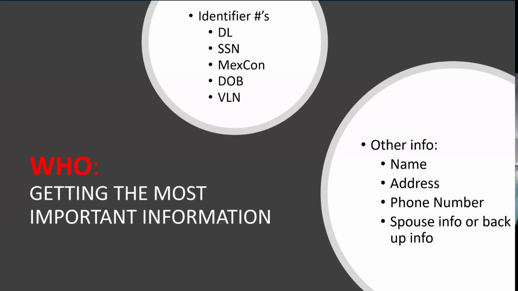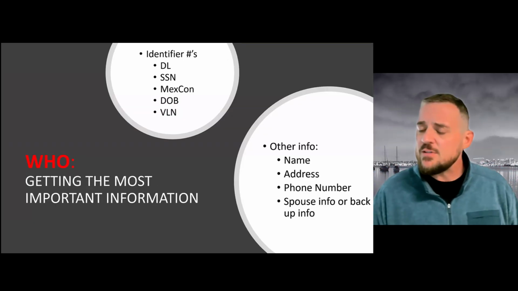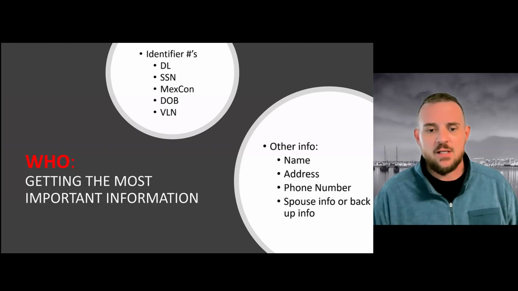Driver's license, really, really helpful, and at least a date of birth. And then the other thing you're going to want is any information you can get for them as far as their name, their address, their phone number, spouse info, or backup info. And there's a couple different ways that you can attain this, because I know some people don't want to give it all out. Some people are a little bit resistant to giving you a bunch of information.